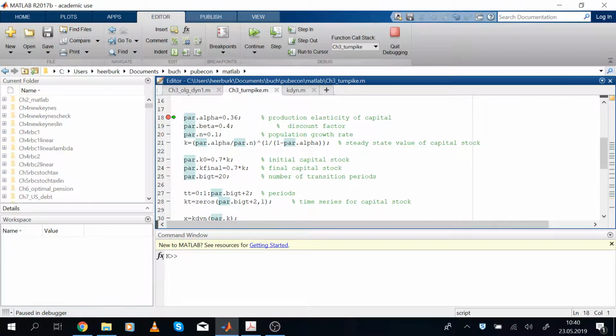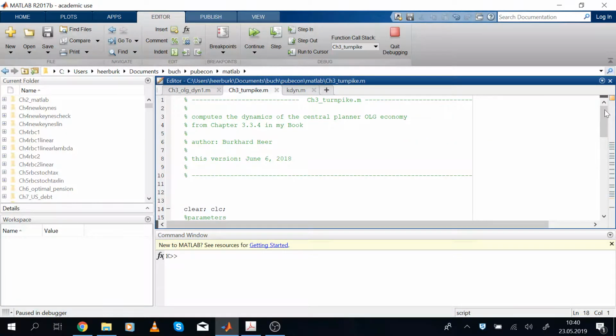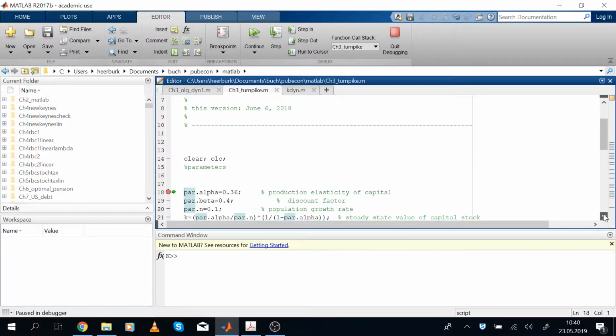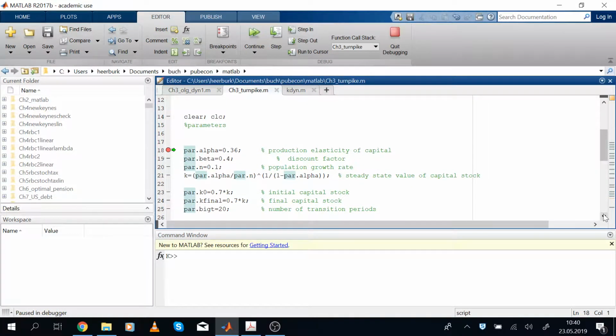So this is basically the first line or entry line after we have explained in the header the name of the program, the author, and when this was written. We have cleared the working space in the memory, and now we define a structure par, including the parameters of this economic problem. So in the first step we introduce the parameter alpha equal to 0.36, and we go on with the discount factor beta equal to 0.4, the population growth rate 10%, and in line 21 we compute the steady state capital stock K. So this steady state capital stock is equal to 7.4. You can find this out by moving the cursor on top of the variable.